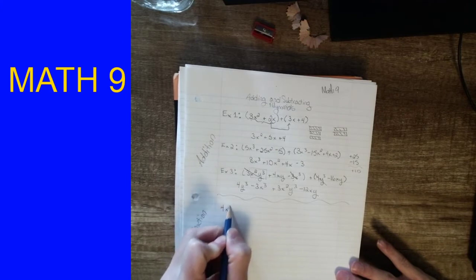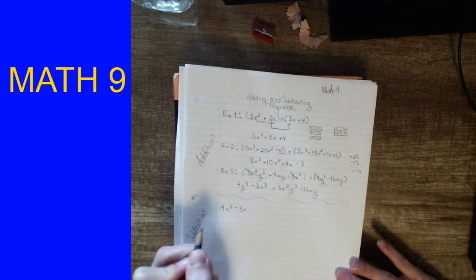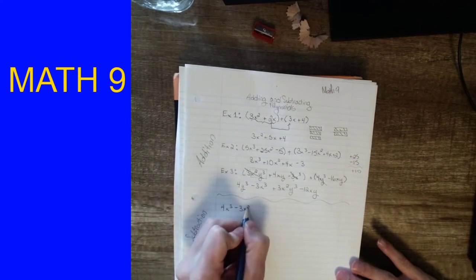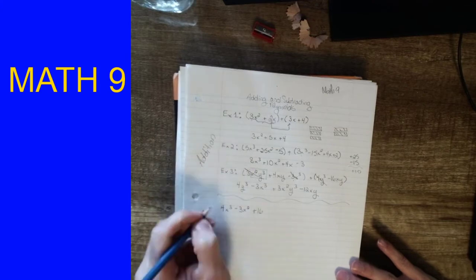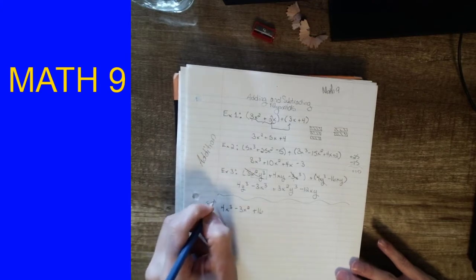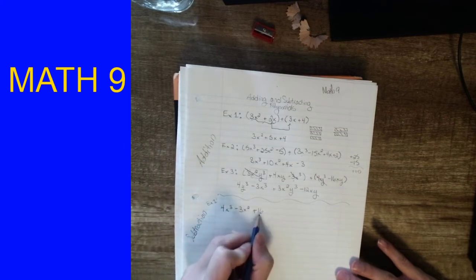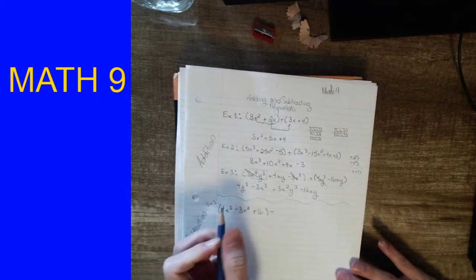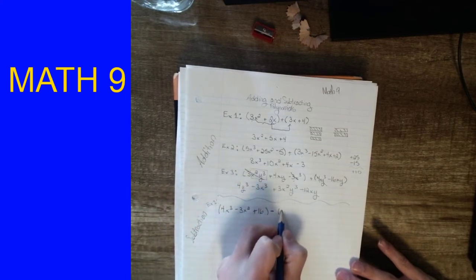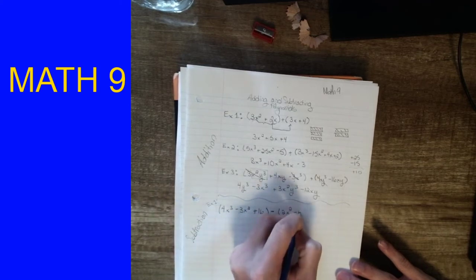Subtraction works exactly the same way. We have to keep in mind one very, very important thing. So let's take, for example, the following example for subtraction: 4x cubed minus 3x squared plus 16. And then I'm going to subtract 2x squared minus 4.